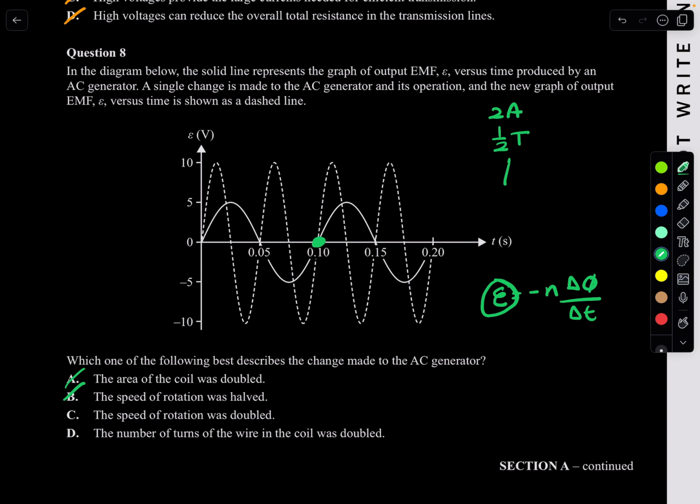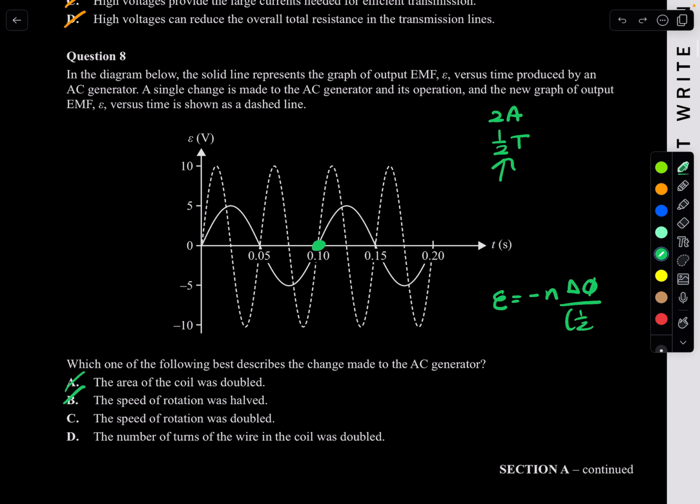C. The speed of the rotation was doubled. So if you speed it up, it will take half the time. So the period actually has been halved, which is good. That looks good. But let's see if that affects the amplitude. Does it double the amplitude? And let's see. If you halve the period, which is halving the time here, you put half the time.